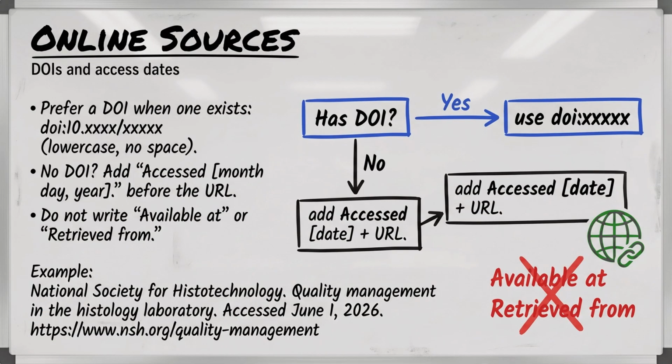Now let's talk about online sources. This is where DOIs become incredibly important. For anything online, a DOI is your best friend. Cite it as a lowercase DOI, a colon, then the number with no space, and no available at in front. A DOI is permanent, so it needs no access date. If a source has no DOI, then you add the word accessed, the date you viewed it, a period, and then the URL. And please avoid the phrases available at or retrieved from. Those belong to other styles, not AMA.